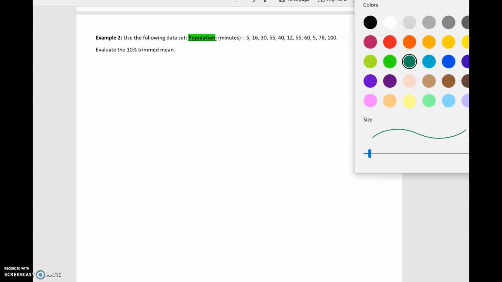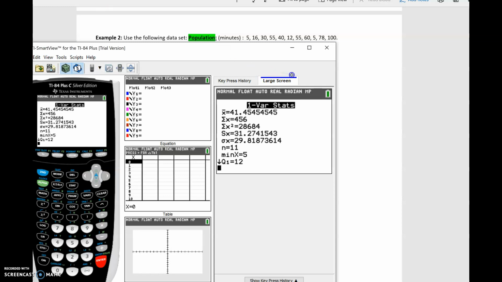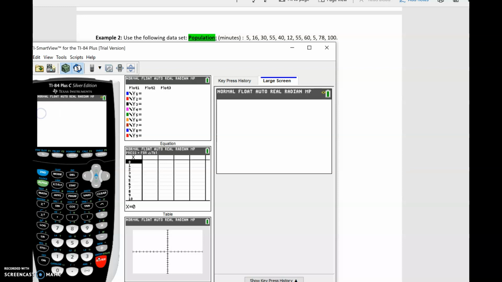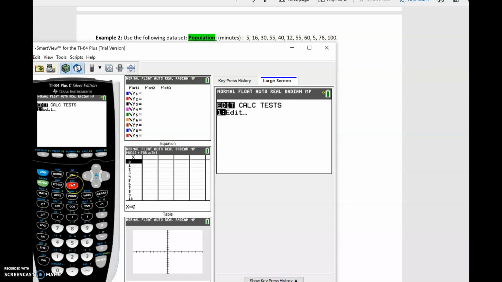Hello class, let's take a look at example 2. Now in example 2 they want us to evaluate an n% trim mean, and in this situation n happens to be 10%. Please write me a one variable stats, just so that I still have the data set entered. It's from the previous problem.